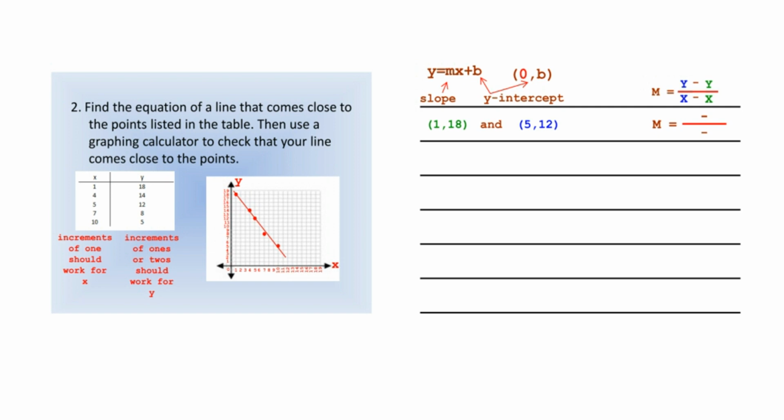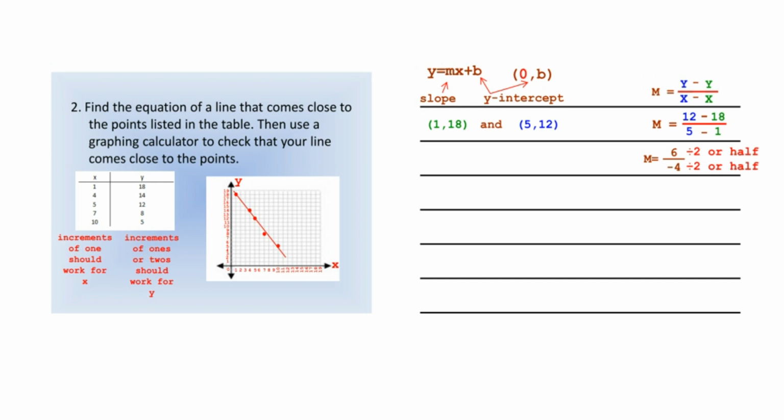Now to fill in the blanks. Let's select the 12 and the 5 first. The 12 is the y value, so it always has to go on the top. The x value has to go on the bottom. Now to repeat it for the other coordinate, we need the 18 on top because it's the y value, and the 1 goes underneath because it's the x value. And now we simplify. 12 minus 18 will give us 6, and 5 minus 1 will give us 4.